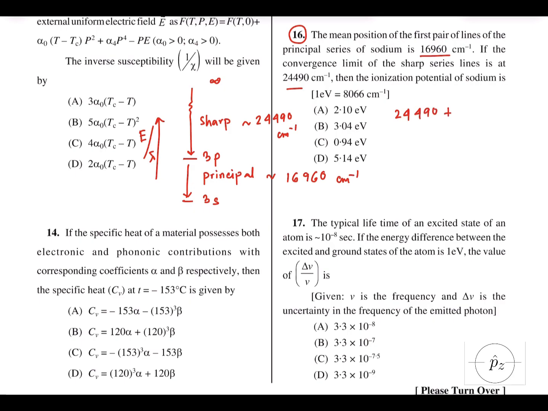24490 plus 16960, we add this and found that this is 41450 centimeter inverse, which corresponds to 41450 divided by 8066 electron volt, and if you calculate that, this would be 5.138, which is close to 5.14 electron volt. So option D is the correct answer.